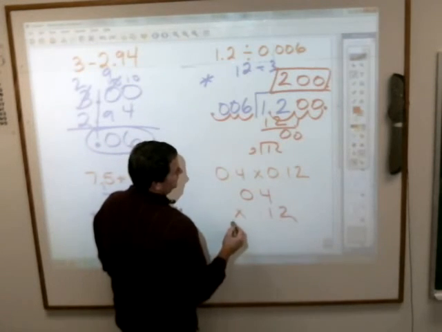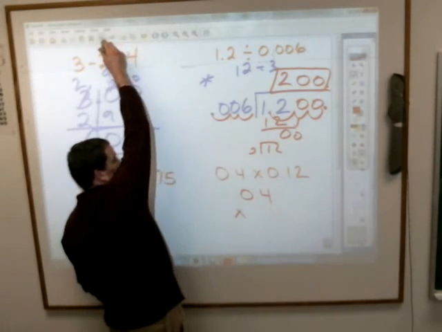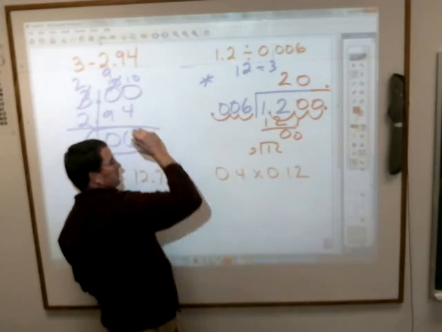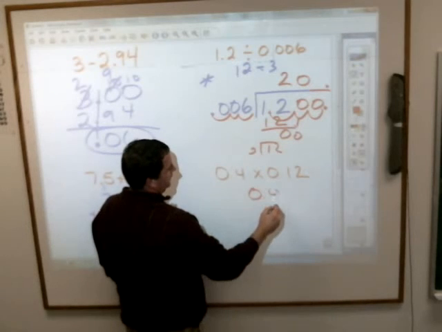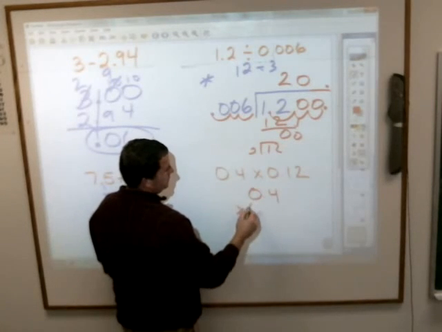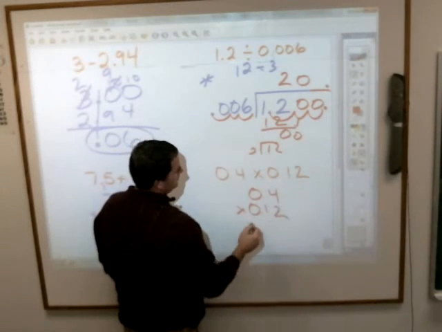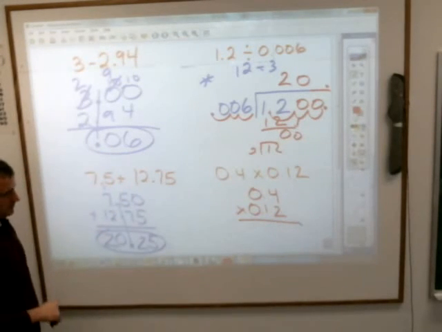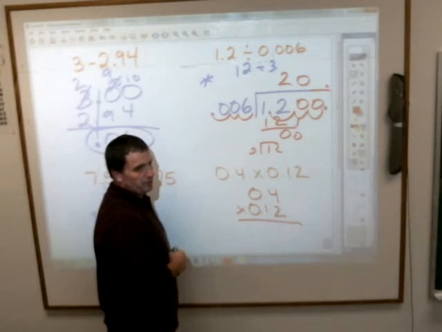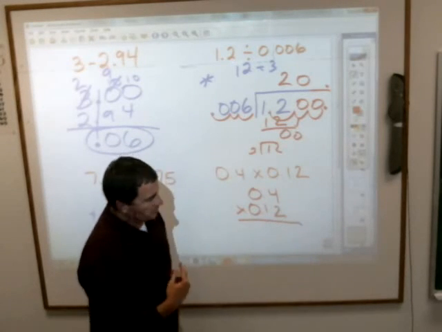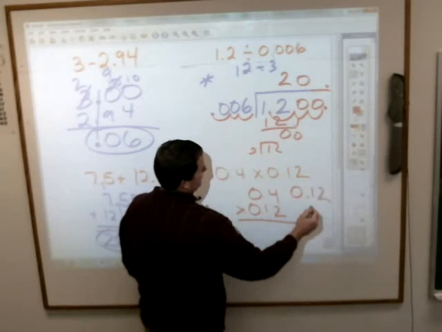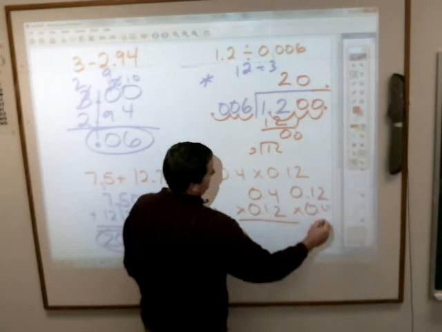And the last one. 0.4 times 0.12. Oh, please tell me that your person did line up the decimals. It doesn't matter where the decimals are at. You just multiply like normal. As a matter of fact, on this one, I'd probably put the 12 on top because I usually put the bigger one on top just to make it easier.